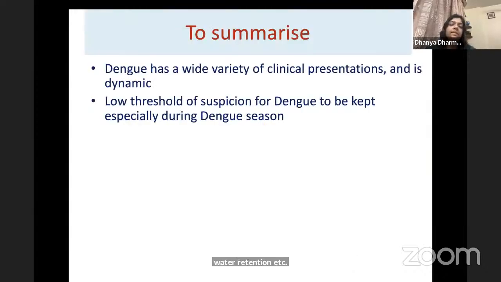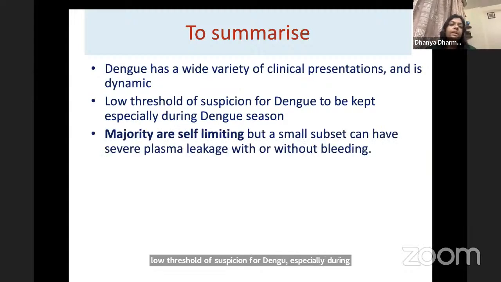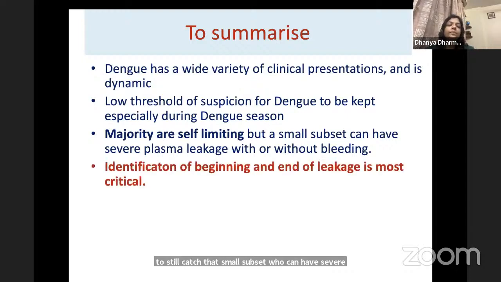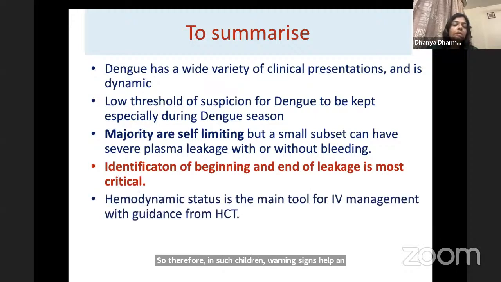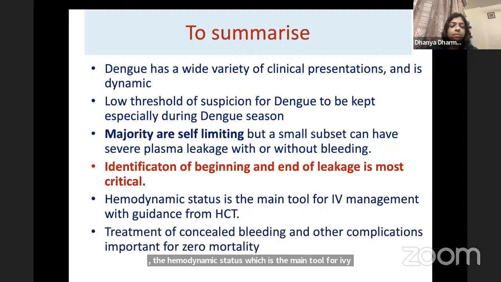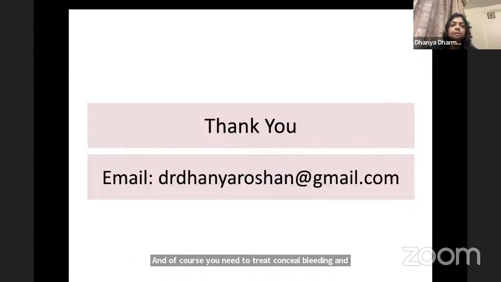So to summarize, dengue has a wide variety of clinical presentation. It is very dynamic, and one must have a low threshold of suspicion for dengue, especially during this season. And the majority, fortunately, are self-limiting, but you have to still catch that small subset who can have severe plasma leakage with or without bleeding. Therefore, in such children, warning signs help, and identification of the beginning and end of leakage is most critical. And it is always the clinical examination, the hemodynamic status, which is the main tool for IV management, with guidance from hematocrit. And of course, you need to treat concealed bleeding and other complications if you want zero mortality in dengue.